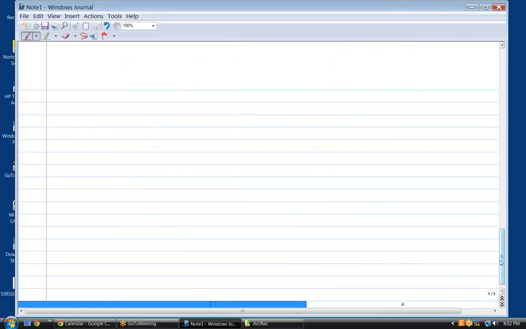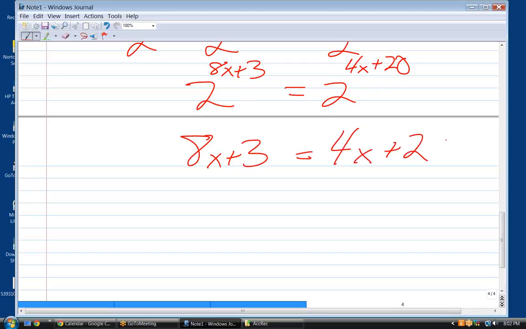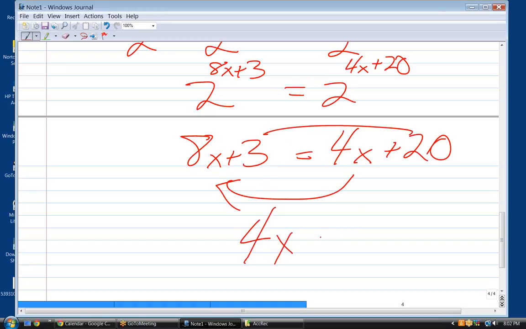And now whenever you have the same base raised to one exponent equals the same base raised to a different exponent, you can equate the exponents. Now gather like terms, bring that 4x over there to make 4x, bring the 3 over there to make 17, so x would be 17/4. Awesome.